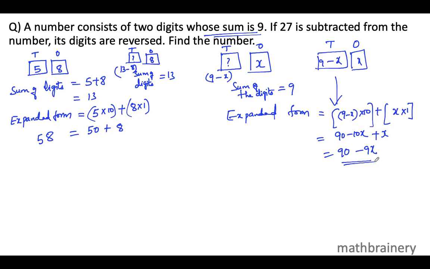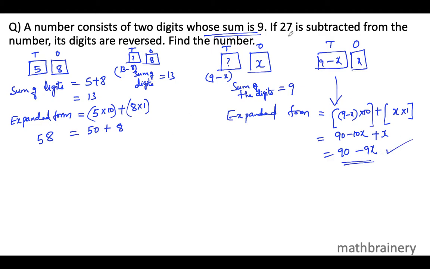This makes sense now. Now what is given in the question? A number consists of 2 digits whose sum is 9. So we have taken a 2-digit number such that if x is in ones place, the tens place will have the digit 9 minus x. If 27 is subtracted from the number, now we cannot choose a number just like this 9 minus x, x. Whenever we want to consider a 2-digit number for any mathematical calculations, we will be choosing its expanded form. Now here the expanded form of this number 9 minus x, x is 90 minus 9x. So for mathematical calculations, we will be using this expanded form.